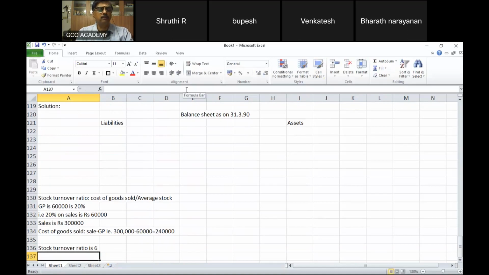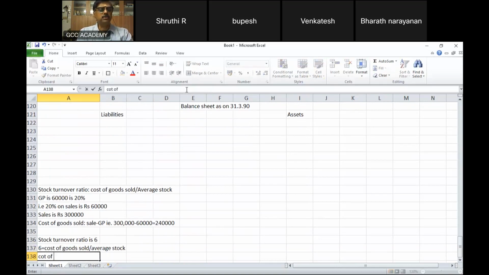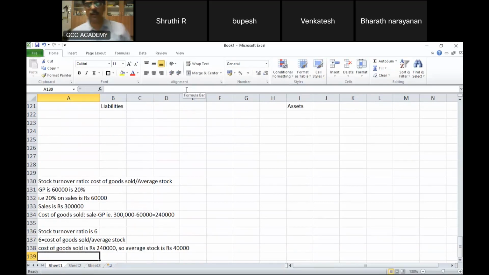Stock turnover ratio is given as 6. So 6 is equal to cost of goods sold by average stock. Cost of goods sold we know is 2,40,000. So what is the average stock? If cost of goods sold is 2,40,000 and stock turnover ratio is 6, then what is your average stock? Are you able to understand this point? Yes, sir.